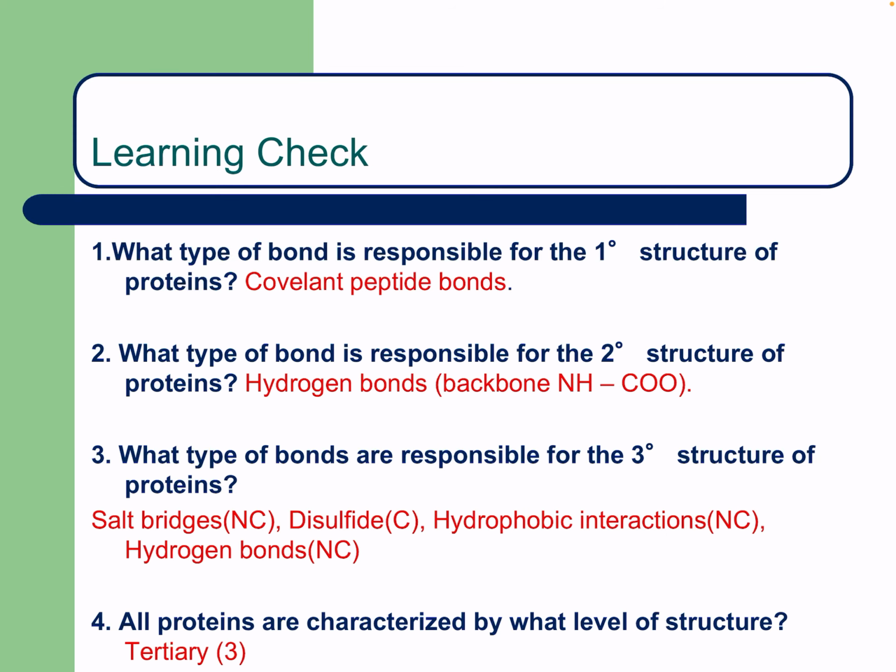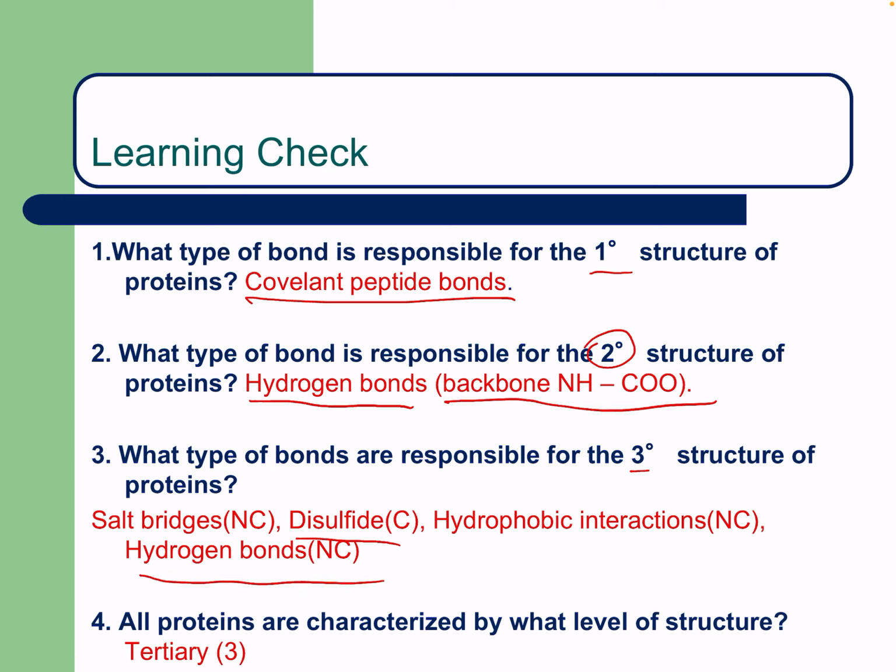So just again, a learning check. What type of bond is found in the primary structure? Covalent peptide bonds. What type of bond is responsible for the secondary structure? Hydrogen bonds, which form the backbone. In our tertiary structures, we have salt bridges, disulfide bonds, hydrophobic interactions, and hydrogen bonds. In our quaternary structures, we have the subunits coming together.